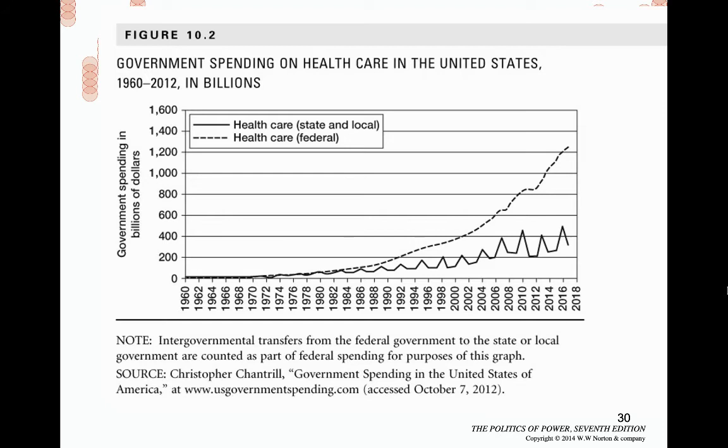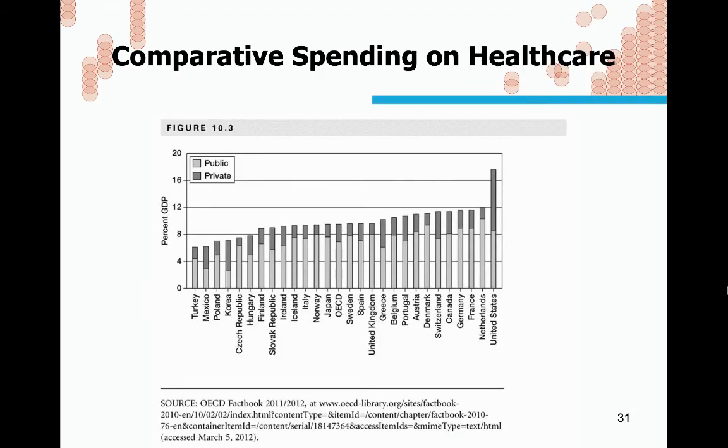Here's a figure from Katznelson Chapter 10. You can see that spending by the federal government has drastically increased since 1980. This is on healthcare, and state and local governments too, right? So there you have it. It's going to be tricky to manage Social Security in the longer term, in large part because of the spending on healthcare.